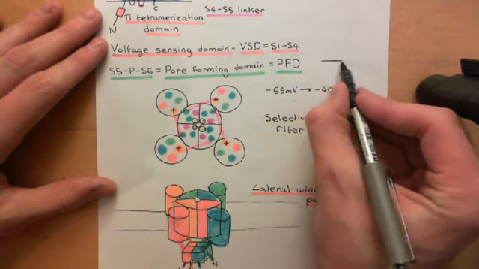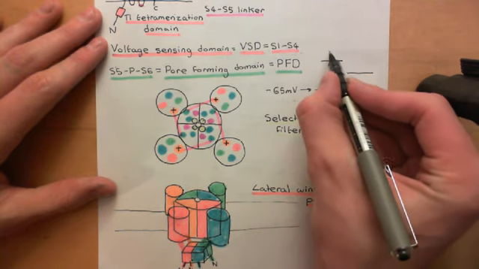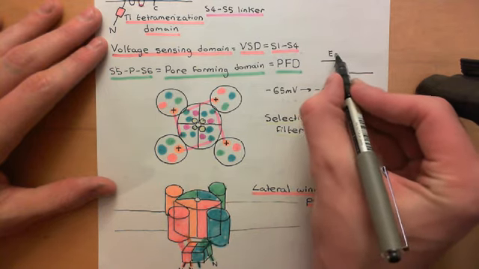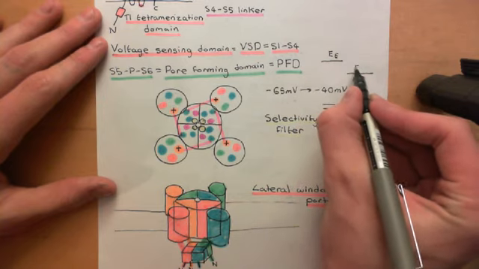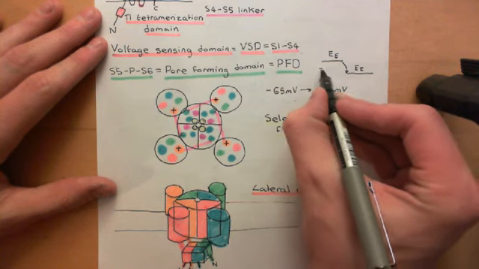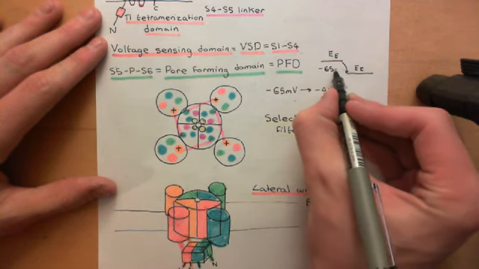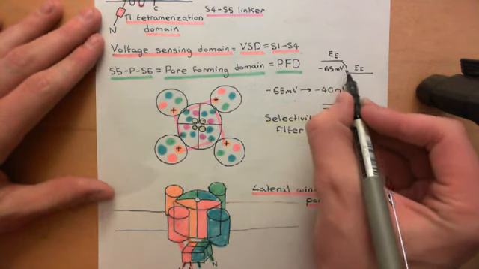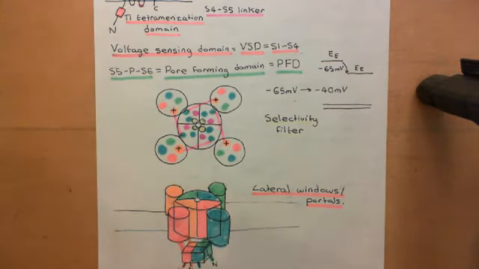gone down. So initially, remember, the electrical potential extracellularly we can show up here, and the electrical potential intracellularly we can show down here. Initially there was a drop of negative 65 millivolts. We have now reduced the drop so that it's only negative 40 millivolts.